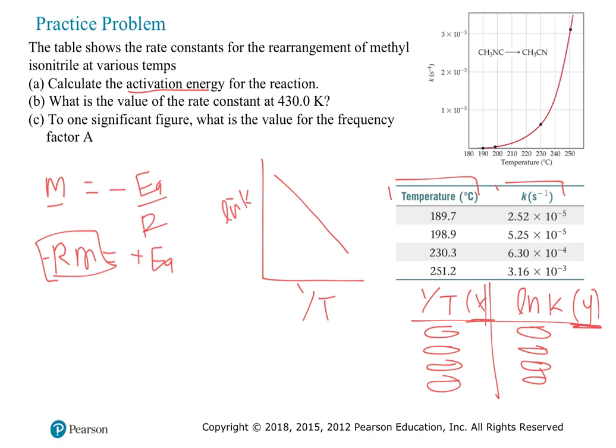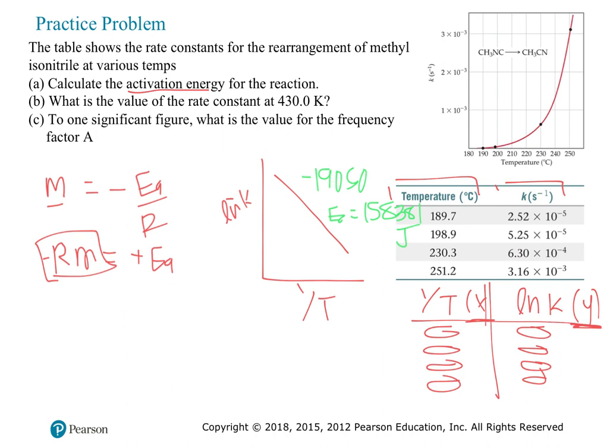So when I did this, I was able to find from the slope that our slope was negative 19,050. So when we multiply that by negative R, we get our activation energy to be equal to 158,381. And that would be in joules. So we could divide by 1,000 to turn it into kilojoules. I don't think we need to do that right now, but just fun facts.